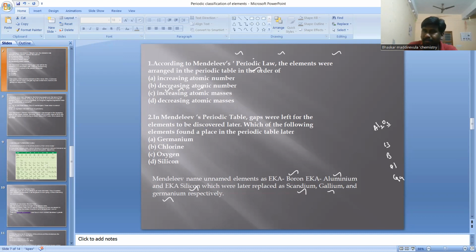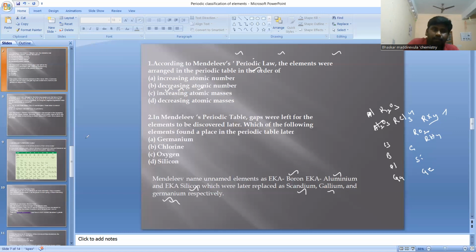R2O3 type oxides, and they will form RCl3 type chlorides. Okay, so all this group. Next, in the same way, Eka silicon. Eka silicon is germanium. Later on it became the family of carbon, silicon, germanium. They will form RO2 type oxides, RH4 type hydrides, or X4 type halides also.